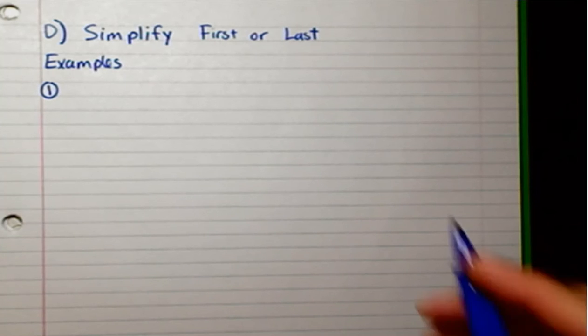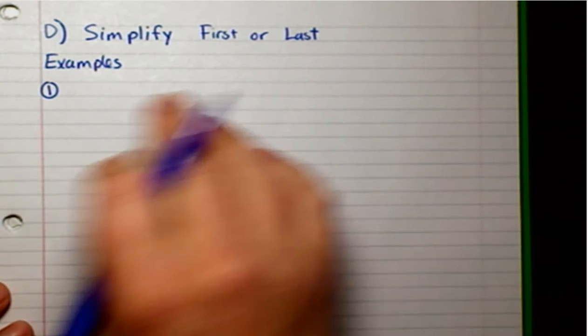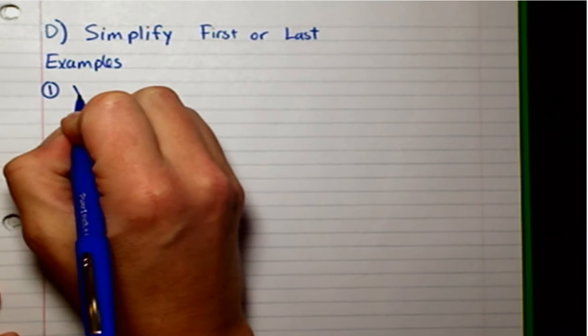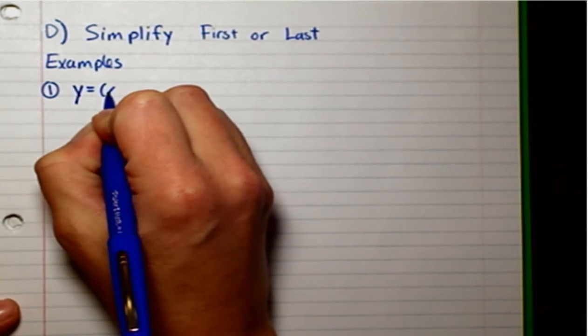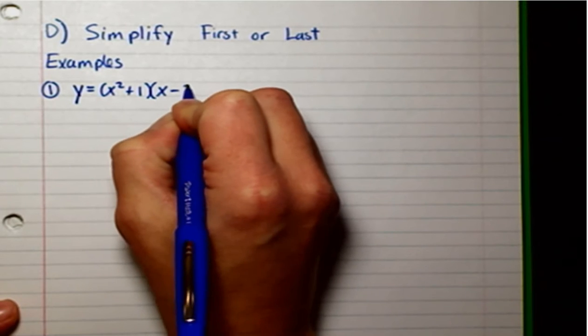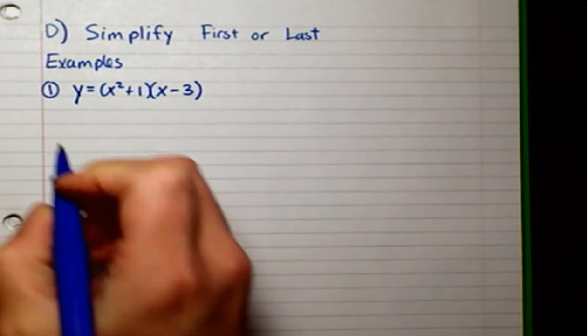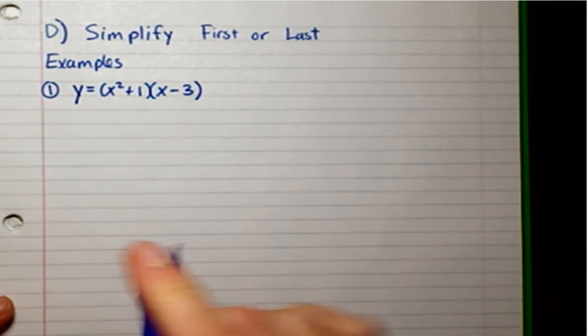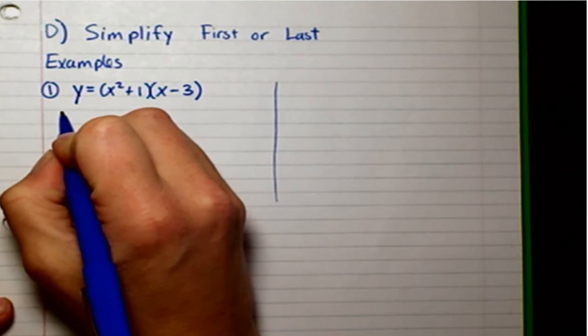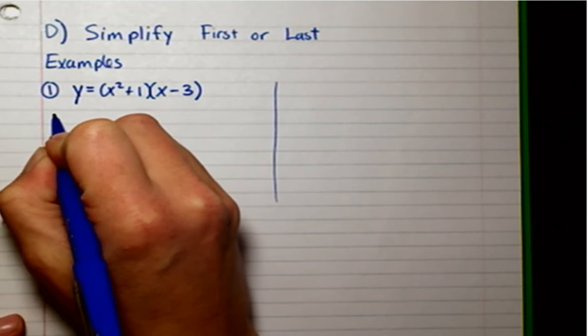So we're going to do it both ways. I'm going to make a column here so that I can do the examples next to each other. So we're going to have y equals x squared plus 1, and then x minus 3. Okay? And on this left side, I'm just going to draw a little line. We are going to simplify first.